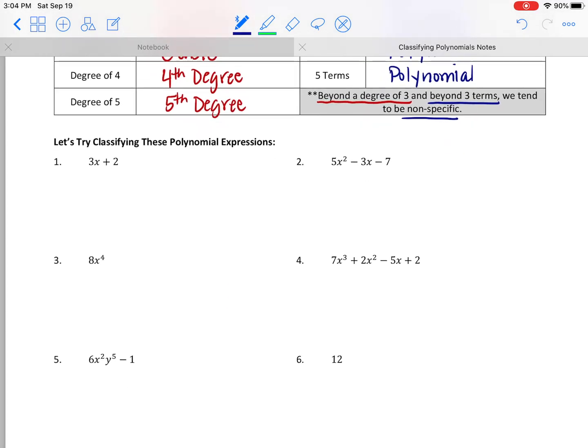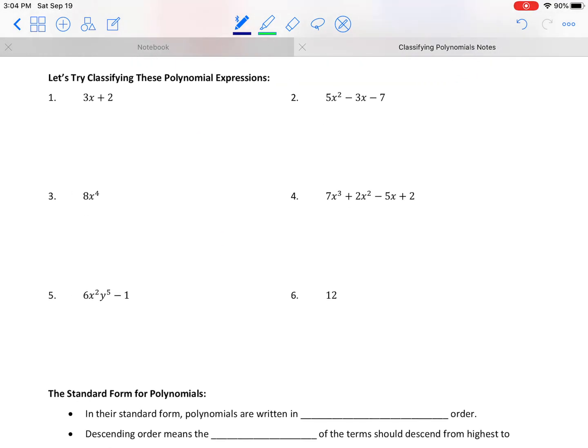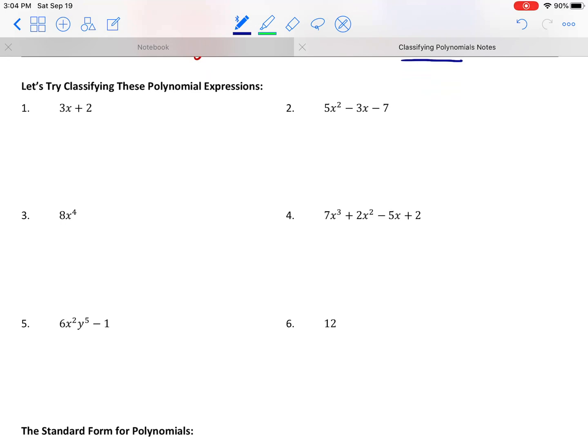Okay, so let's try classifying a couple of these. Let's start by identifying the degree and the number of terms, and then give it a name. So this first example here, because that term has a degree of 1, and this term has a degree of 0, the degree for this polynomial is 1. So the degree is 1. And it has 2 terms.